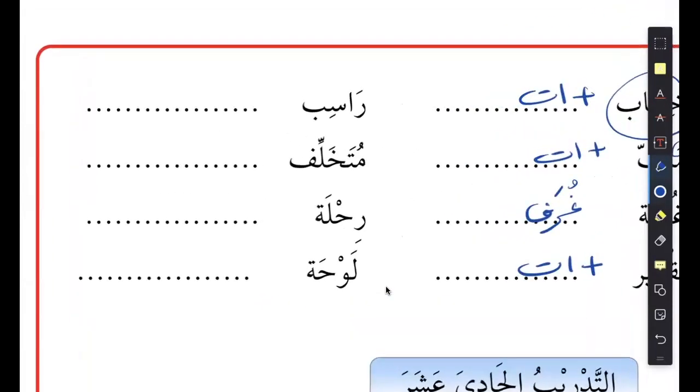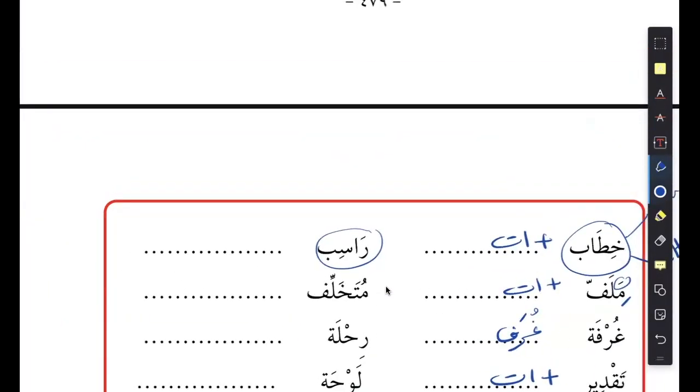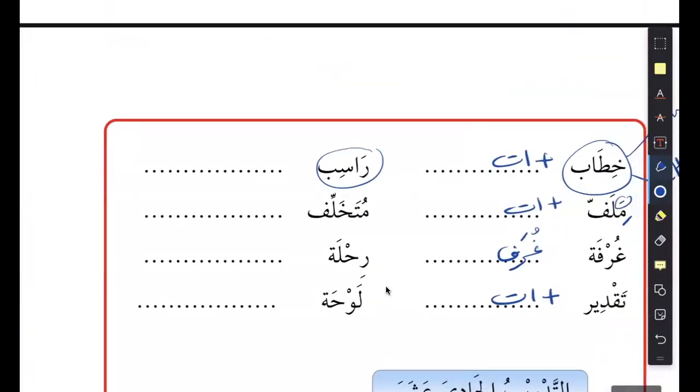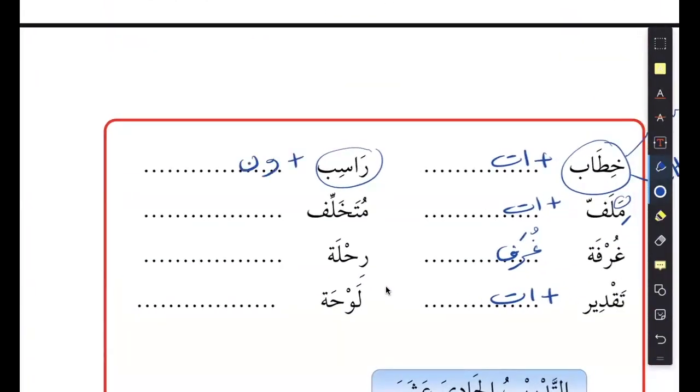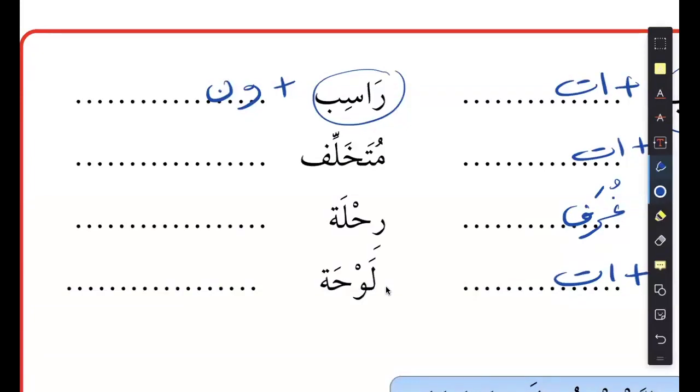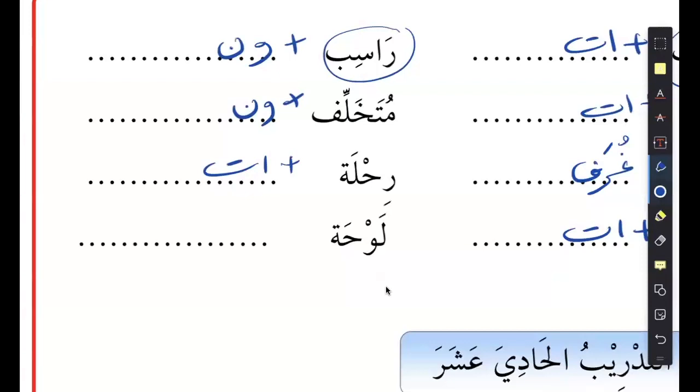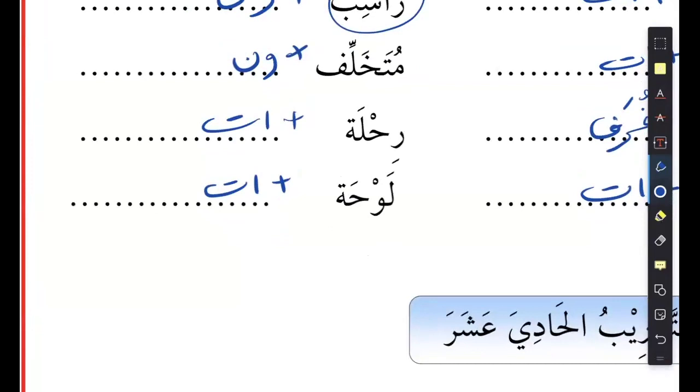Rasib is the one who failed, which is the opposite of najih. You make the plural just by adding waw and noon. Mutakhallif, we talked about what mutakhallif means. You also make the plural with waw and noon, mutakhallifun. Rihla is journey, and you add alif and ta, rihlat. Lawha, which is a board, you add alif and ta, lawhat. Lawha has two plurals. One of them you can simply make with alif and ta, as I mentioned, lawhat, or you can say alwah. Another one is alwah.